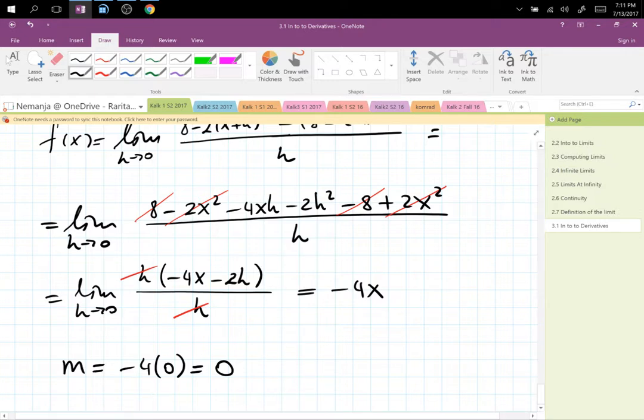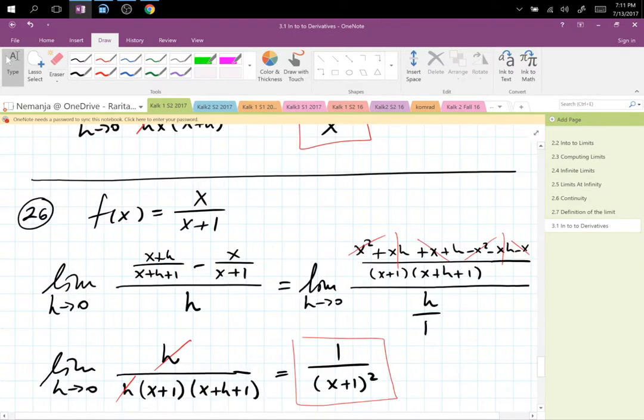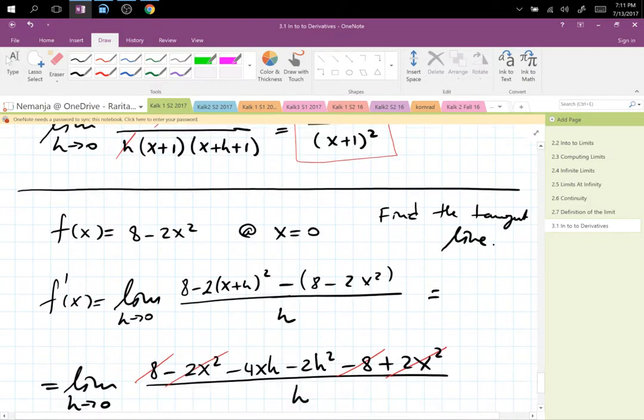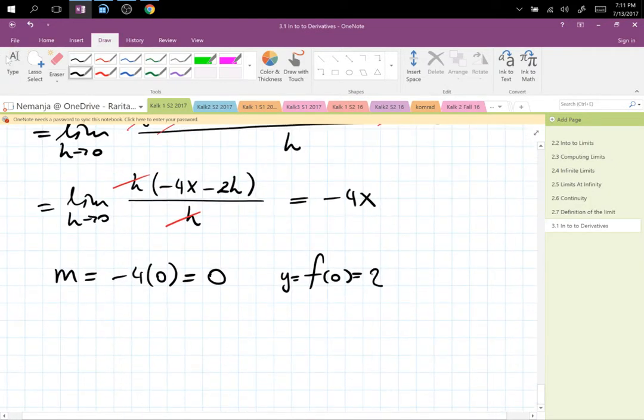Now we find f of 0. That's the y value. The y value would be 8 minus 2 times 0 squared, which is 8. And if the slope is 0, it's a horizontal line. We know where it goes through, so the tangent line is y equals 8. That's what the tangent line is in this case.